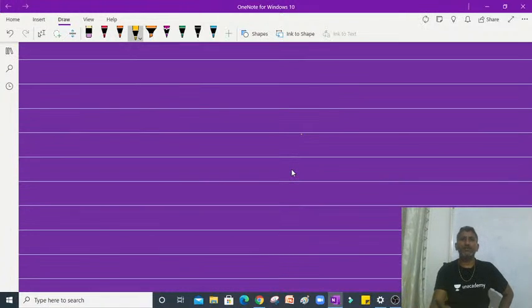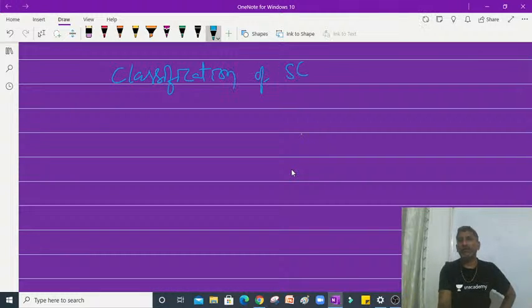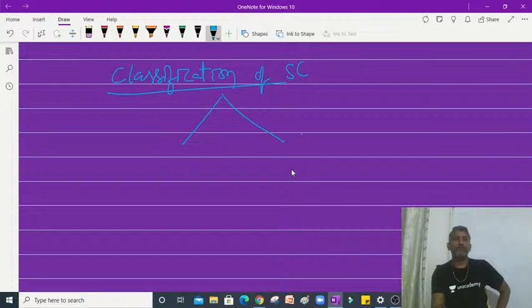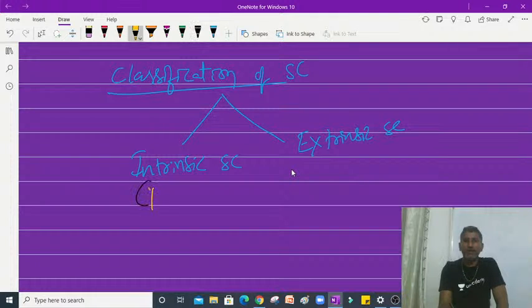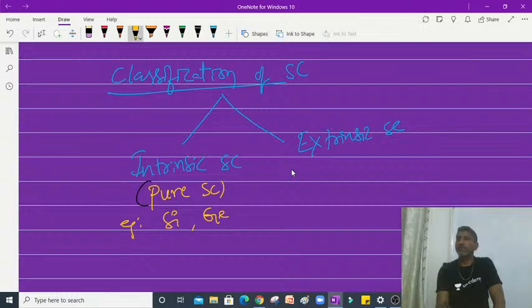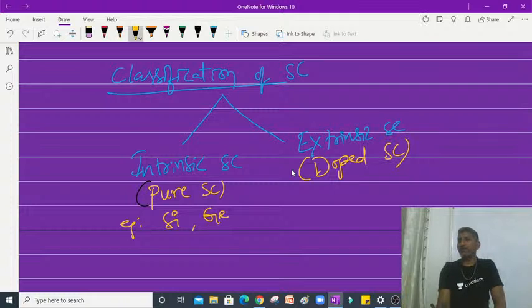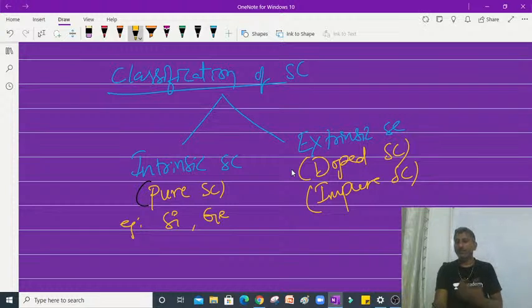Now coming to semiconductors. Students, you see classification of semiconductors. Here I can say in two ways it can be classified. One is intrinsic semiconductor. Second one is extrinsic semiconductor, students. What is intrinsic semiconductor? Be remember, this is a pure semiconductor. Examples are nothing but silicon and germanium. Be remember these two. Extrinsic semiconductors are nothing but doped semiconductors, or I can say impure semiconductors. You can call this impure semiconductors also, right? We will see what is doping and what is extrinsic semiconductor.